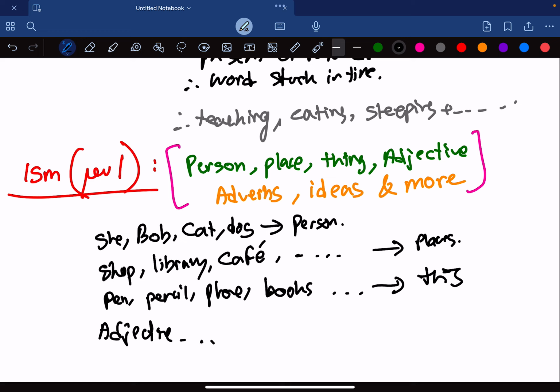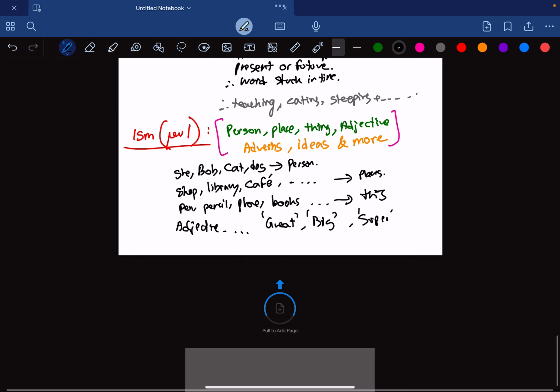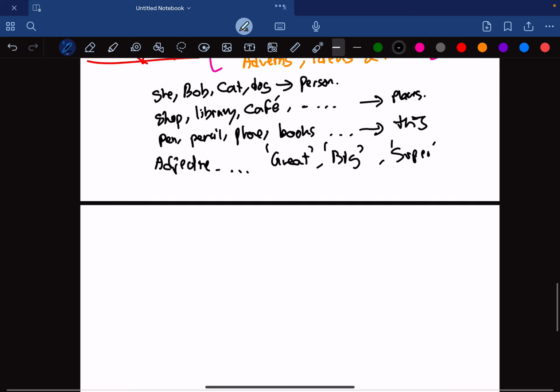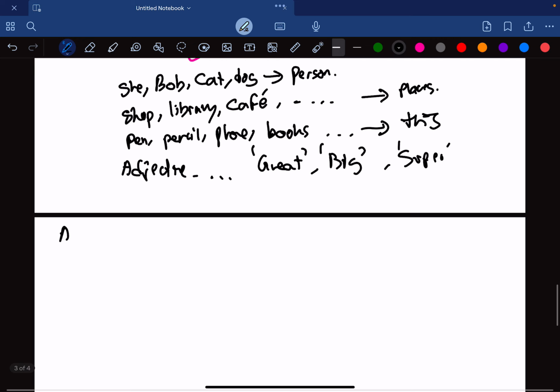Let's say adjectives. I don't know, great, right? Great, big, super. These are adjectives, correct? I don't have space here. We can write it like this. Adjectives, right? What about adverbs? What is adverbs? Hopefully I don't have to give you an English grammar lesson here.